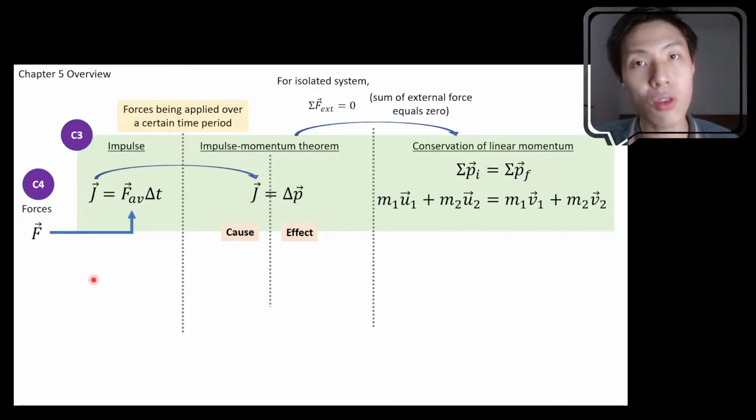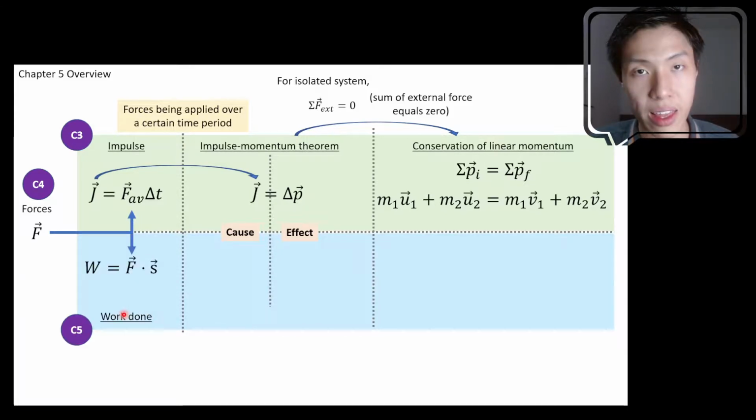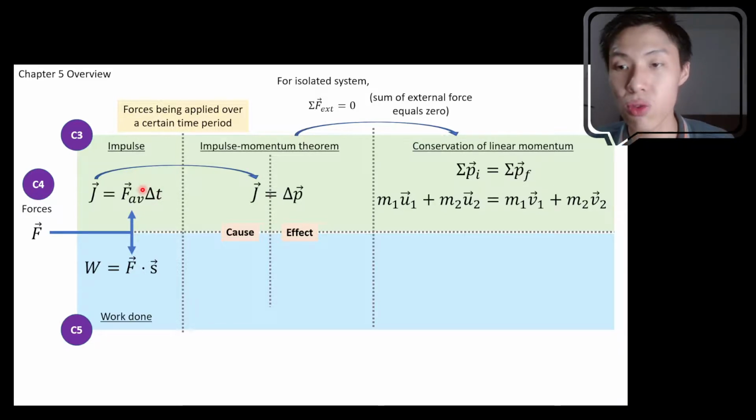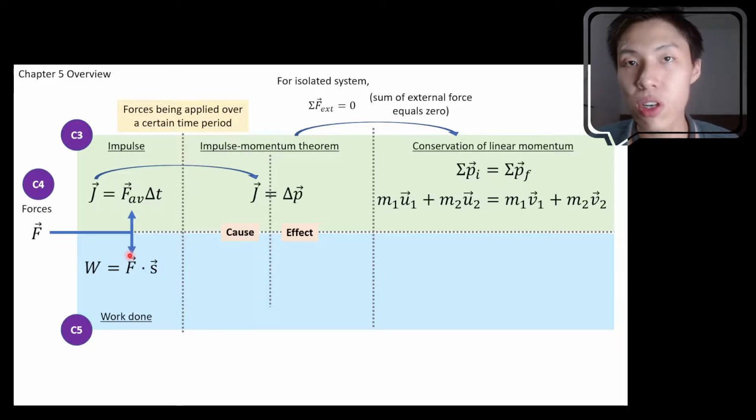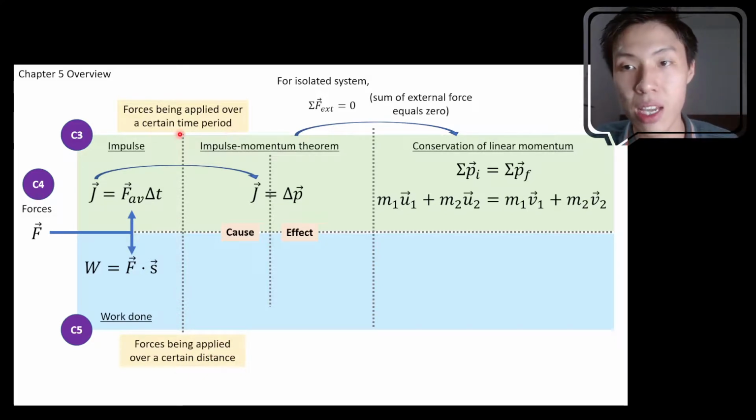In chapter 5, we also create a new physical quantity, and we call it work done. Work done here will be the dot product, or scalar product, of force and displacement. So instead of introducing time, now we are putting in displacement. So chapter 5 is suitable for us to use when we analyze systems where forces are being applied over a certain distance. Last time it was a certain time period, now it's over a certain distance. Then you can calculate this value, work done.